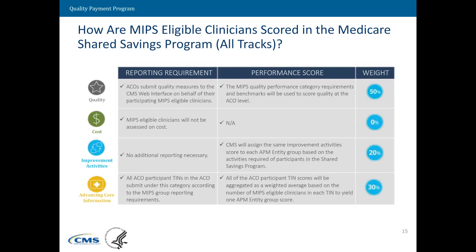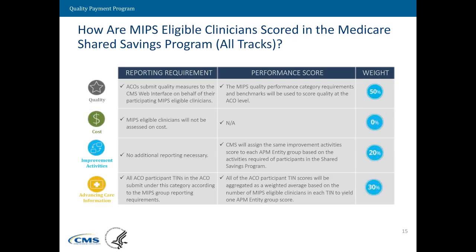For the improvement activities, this is exactly the same as it is for a CPC Plus standard practice. There's no additional reporting required. CMS has already assigned the Shared Savings Program, all tracks, a total possible score for this category, which is 40 points. Therefore, there's nothing that you need to do. This category is weighted at 20%.